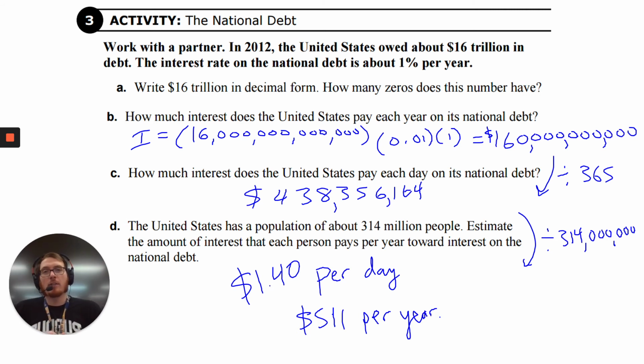Okay, how much interest do we pay each day? Well, I divide by 365, and I get about $438 million that we're going to be paying each day. If I divide that, again, the number's a little bit dated, by 314 million people, each citizen in the United States is going to pay $1.40 on the debt each day just to keep it at bay, just to keep it at the same number. And if I multiply that by 365, that's $511 per year that we're paying on the national debt just to keep it the same.